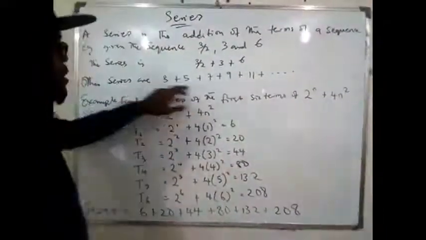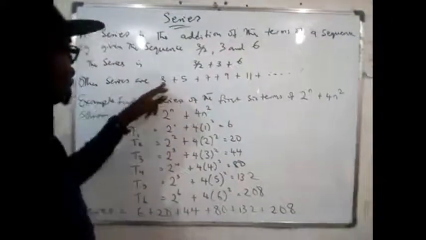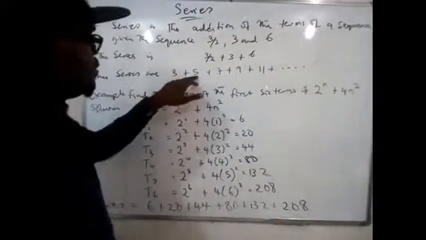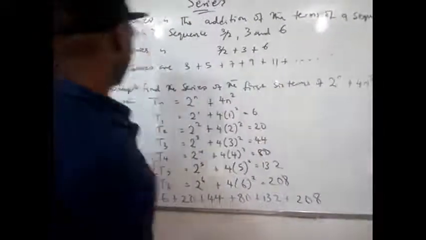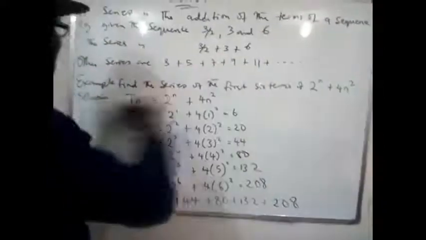Who can tell me how these numbers are coming? 3 plus 2 is what? 5. 5 plus 2? 7. 7 plus 2? 9. 9 plus 2? 11. So that's a series, whenever you have a plus sign.